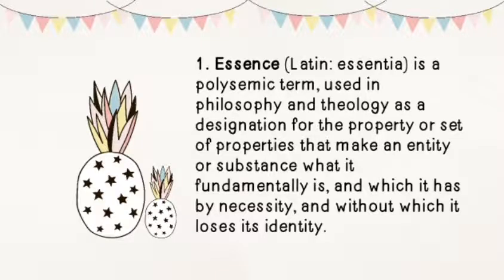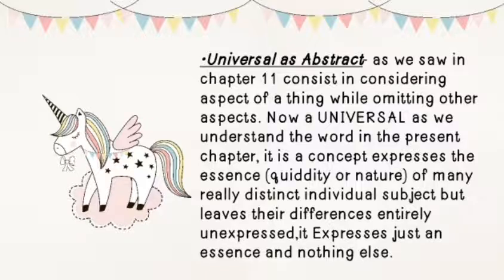For Aristotle and his scholastic followers, the notion of essence is closely linked to the definition, or horismos. The English word essence comes from the Latin essentia, which was coined from esse, to be, by an ancient Roman scholar in order to translate the Greek phrase to ti ên einai. Universal, as abstract, as we saw in chapter 11, consists in considering aspects of a thing while omitting other aspects. Now, a universal as we understand the word in the present chapter is a concept that expresses the essence, quiddity, or nature of many really distinct individual subjects, but leaves their differences entirely unexpressed.